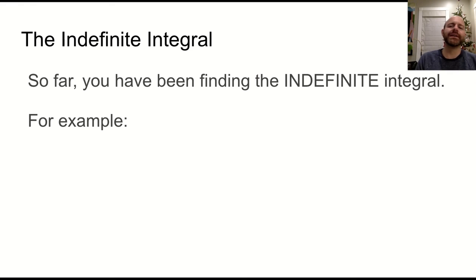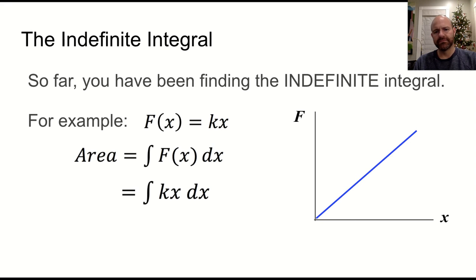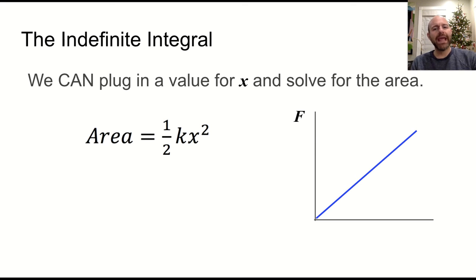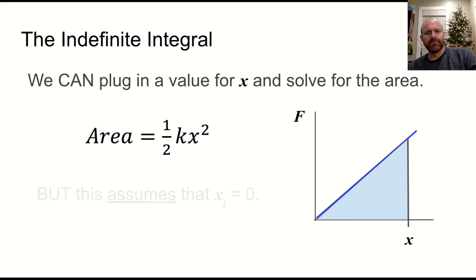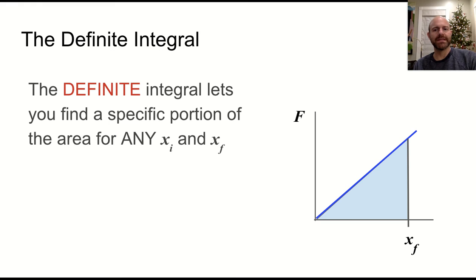These were all what we call indefinite integrals, right? And that's perfectly fine for something like this, right? The area under this curve, 1/2 kx squared. We know that the force is 0 when there's 0 displacement, and so the constant of integration is 0, and we don't really have to worry too much about it. We can plug in a value for x and solve for the area, right? If I plug that in there. But this assumes that the initial x was indeed 0, that was the condition. And that's okay for a spring where we know equilibrium is at 0.